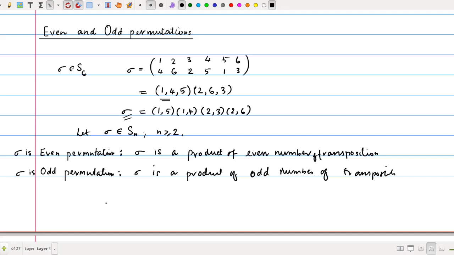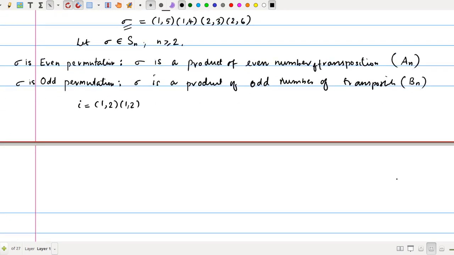Obviously identity is an even permutation, because the identity permutation can be written as (1 2) times (1 2). There are so many expressions; we have already remarked that this expression is not unique. So once you write I as (1 2)(1 2), it is always an even permutation. So identity is always contained in the set of all even permutations, and we call the set of all even permutations An, and the set of all odd permutations Bn. These are the symbols used for denoting odd permutations and even permutations.